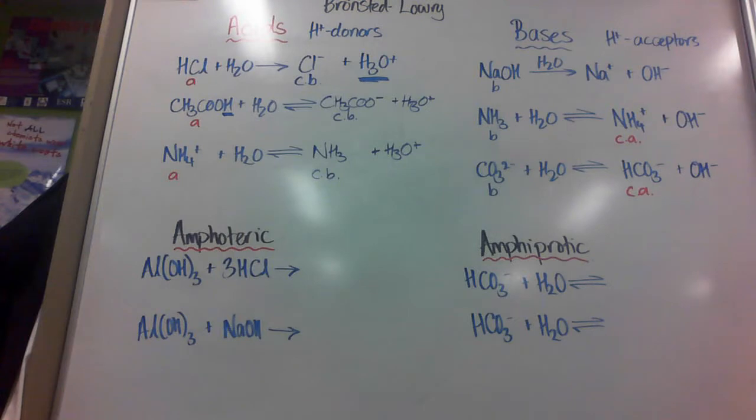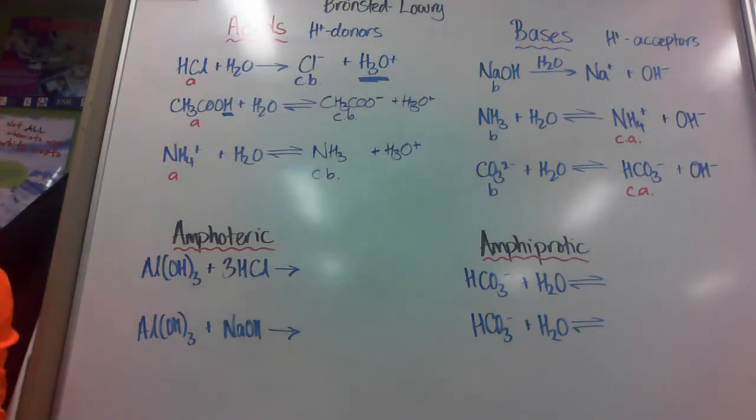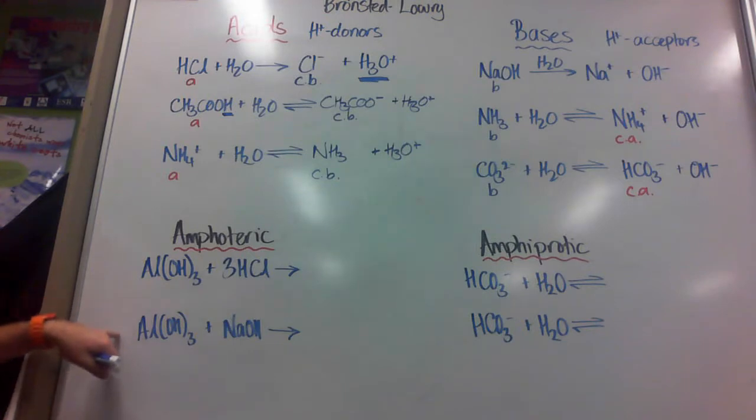Now, two other terms that are really important to know. So we've got conjugate acid, conjugate base, we've got acid, we've got base. Two others are amphoteric and amphiprotic. Amphoteric means that it can neutralize both acids and bases. Okay, so it means that it will react with both of them to neutralize them. And the way that you see it is normally you'll see a dissolving effect or something like that.